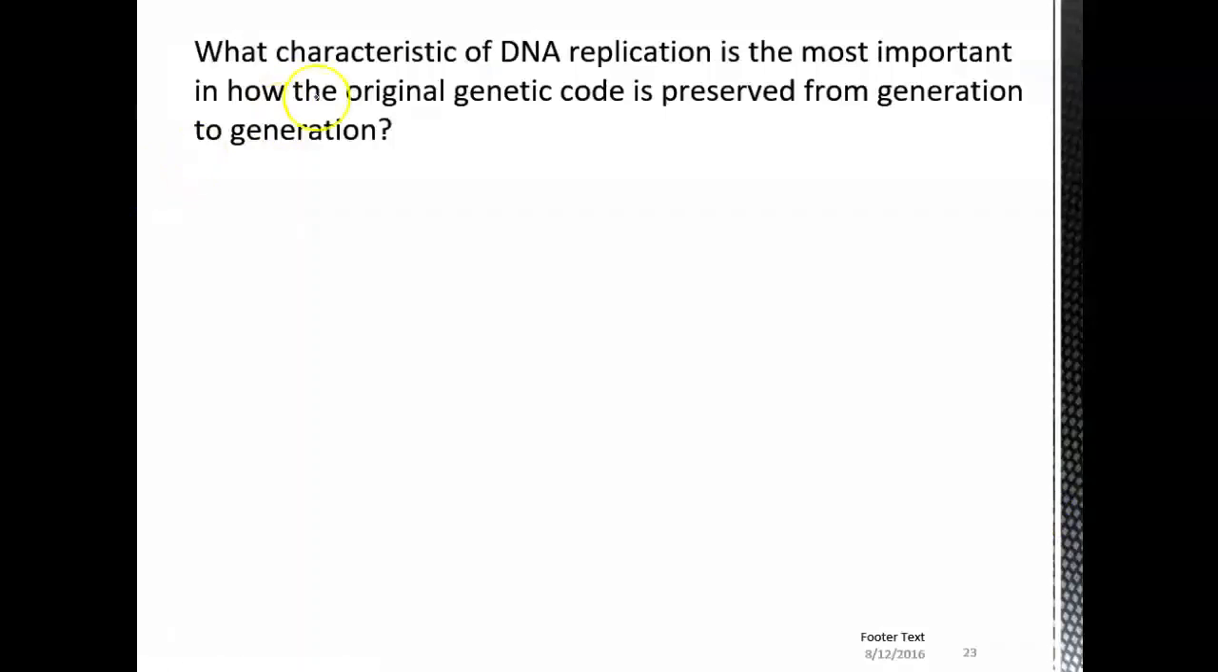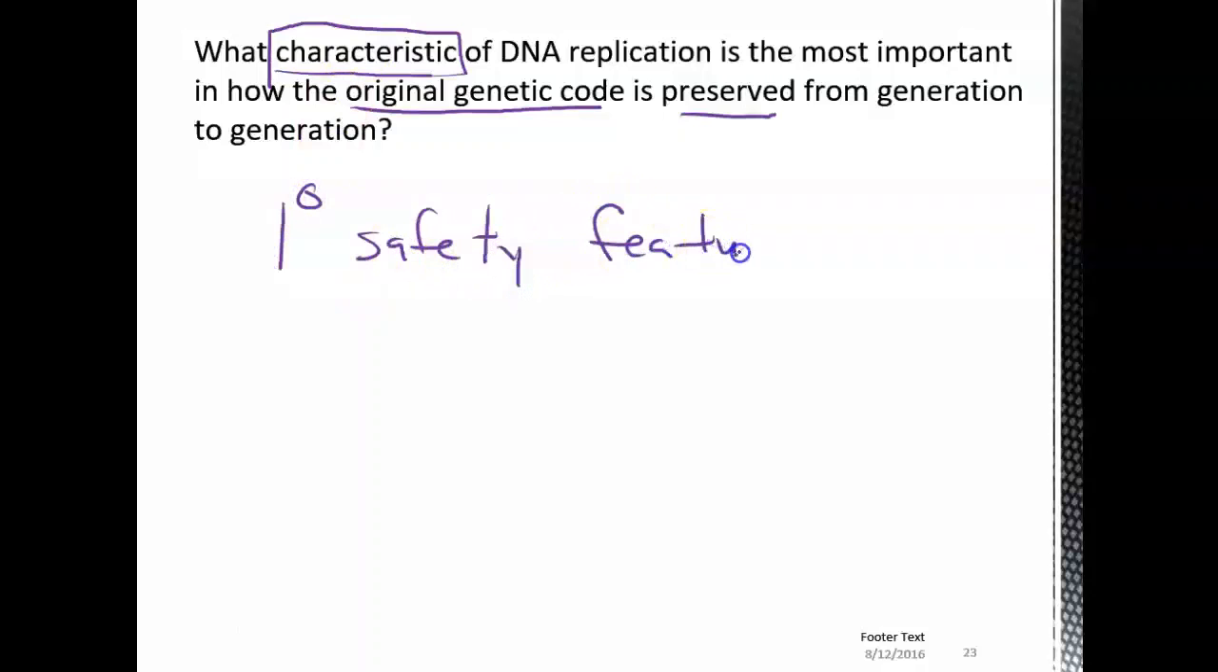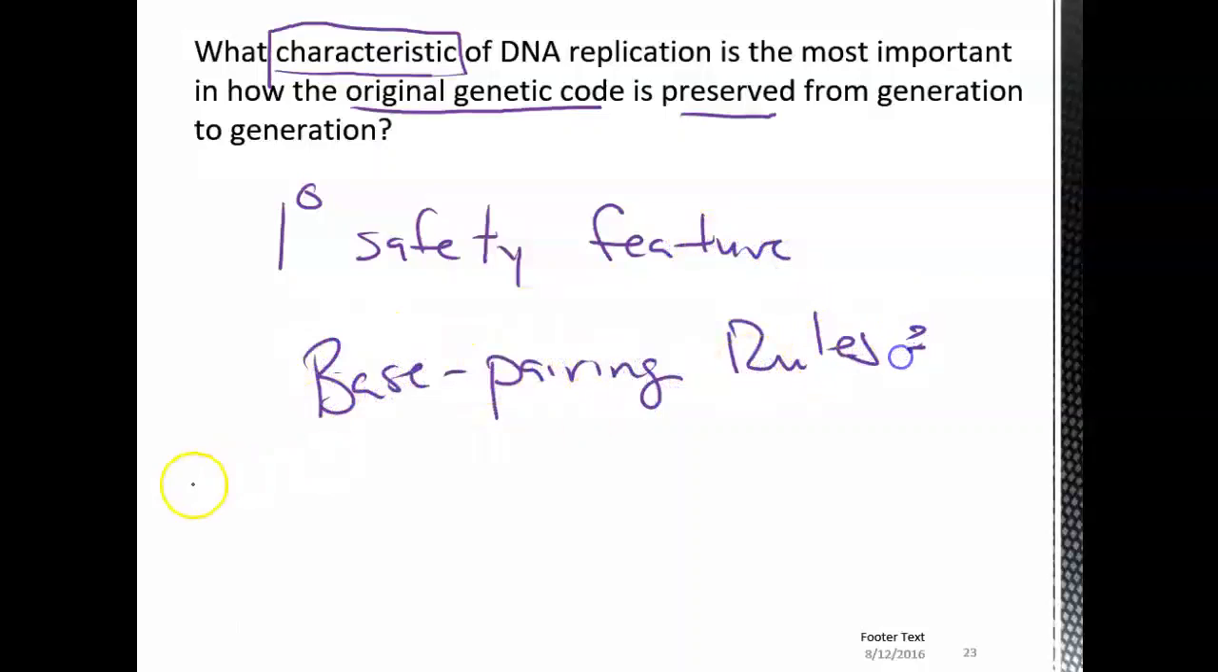All right, what characteristic of DNA replication, so what component, function, process that we talked about is the most important in how the original genetic code is preserved from generation to generation? How does DNA prevent making mistakes? There was one thing we talked about, the primary safeguard or safety feature, are the base pairing rules. And if you don't remember what those are, let's write them down again.